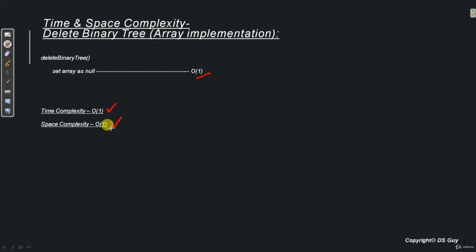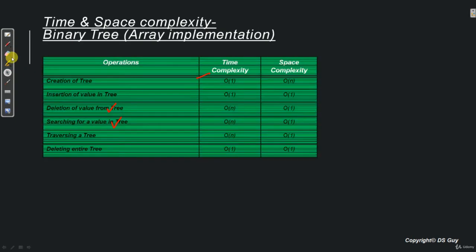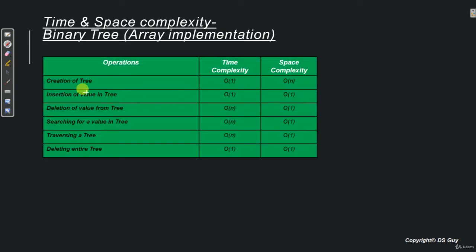Now before we wrap up this subtopic of binary tree array implementation, let's quickly see a matrix with all the 6 operations that we have learned for binary tree and what are their time and space complexity. So the first operation that we learned is creation of a tree, and it took order of 1 time and space was order of n because we had to create a complete array for that. Inserting a value in a tree took order of 1 time and space complexity was also order of 1.